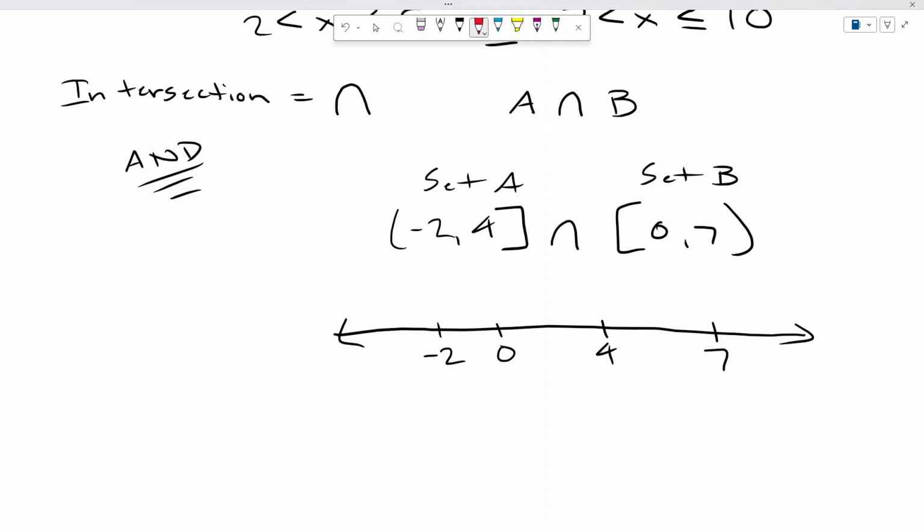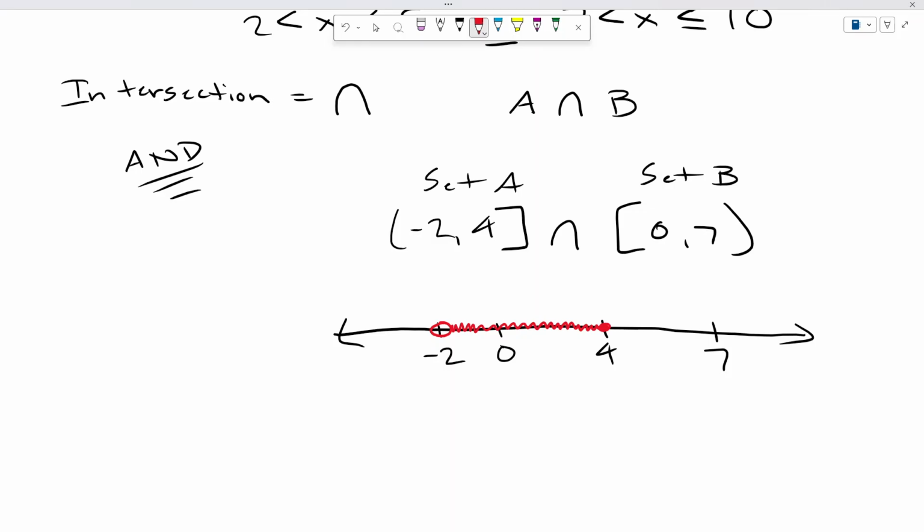All right, so let's start with set A. So we have a parentheses on the -2. So that gets the open circle. That is not included in our solution set. And then we have a bracket on the 4. So closed circle, 4 is included. So from -2 to 4 for set A. All right, so that's the solution set for set A.